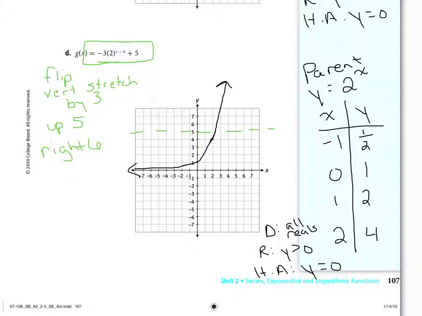Let's start over. If we start with 1, stretch it by 3, and flip it, we're now at negative 3. Then move up 5 and right 6. If I was at 2, stretch would be 3 times 3, so it would be 6, but we're flipping, so it'd be negative 6, and then move up 5 and right 6.